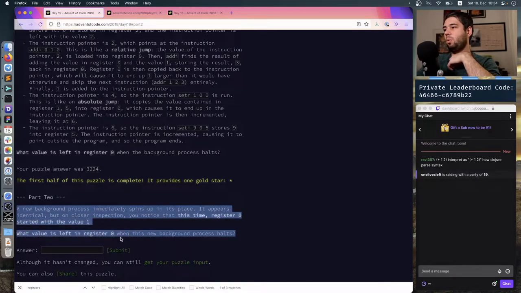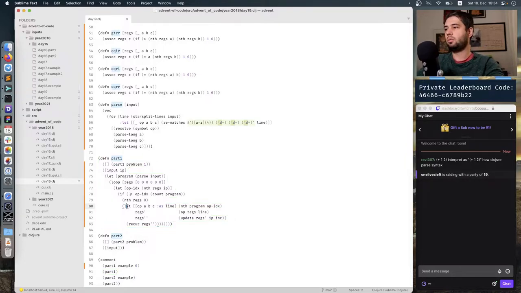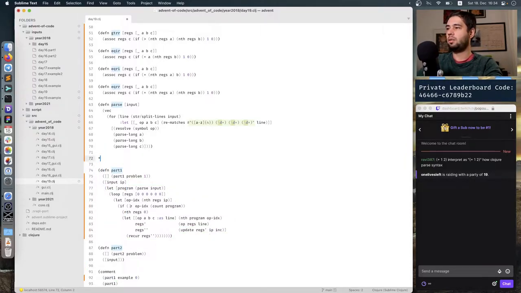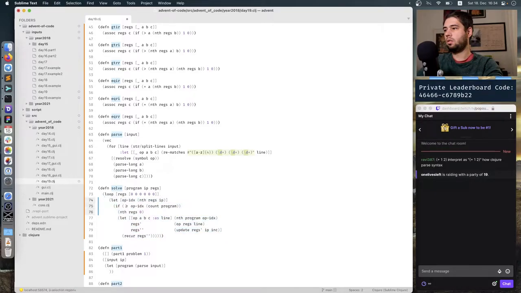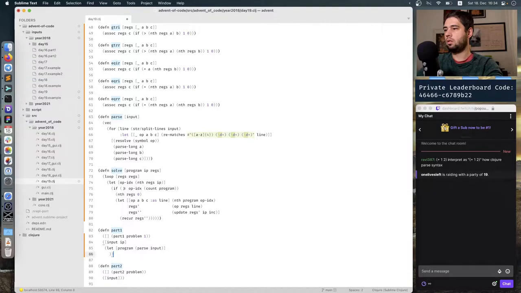Register 0 started with value 1. What value is left in register 0 when the new background process halts? So, basically, we should write a function called solve. It will contain the program, IP and regs. Solve, parse input, IP.